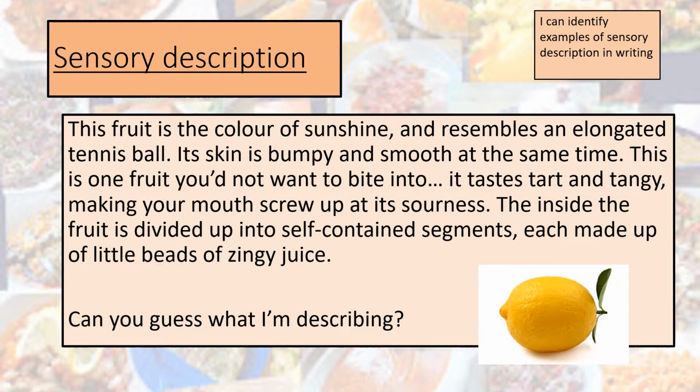When I've described the lemon as the colour of sunshine, I'm explaining what it looks like, as well as the shape by saying it resembles an elongated tennis ball. Its skin is smooth and bumpy at the same time, what it feels like. It's not a fruit you'd want to bite into. It tastes tart and tangy, what it tastes like. I've also managed to use some alliteration in there, making your mouth screw up at its sourness.